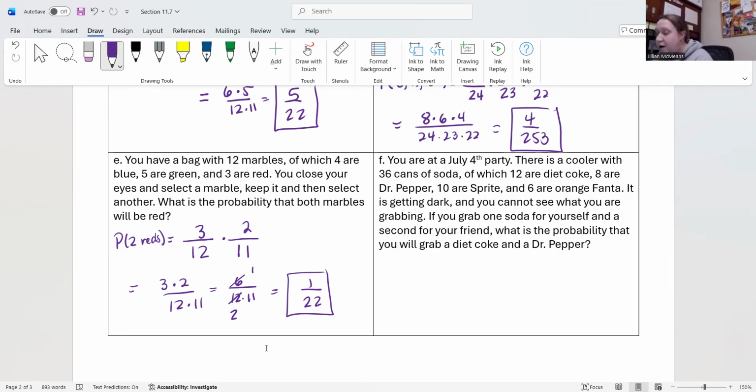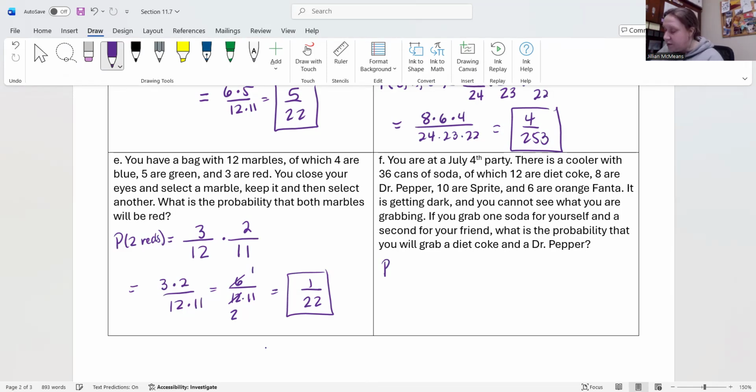Okay, so part F, you are at a July 4th party. There is a cooler with 36 cans of soda. 12 are Diet Coke, 8 are Dr Pepper, 10 are Sprite, and 6 are Orange Fanta. It is getting dark and you cannot see what you are grabbing. If you grab one soda for yourself and a second for your friend, what is the probability that you will grab a Dr Pepper and a Diet Coke?